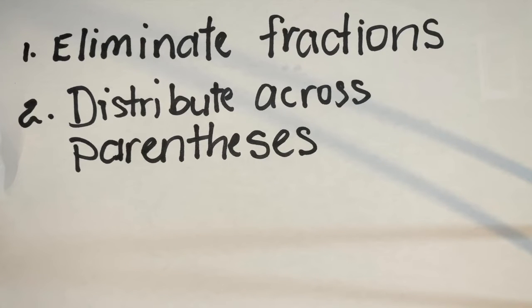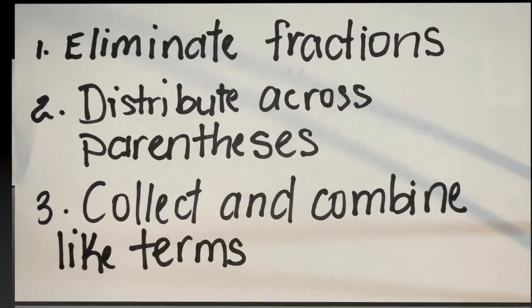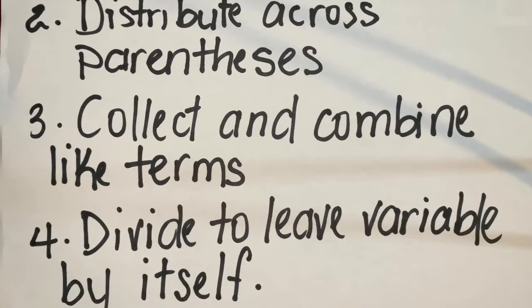It usually makes sense to first eliminate any fractions, then distribute across parentheses, or you can just start by distributing across parentheses. Then you'd collect and combine like terms, after which you divide to leave the variable by itself.